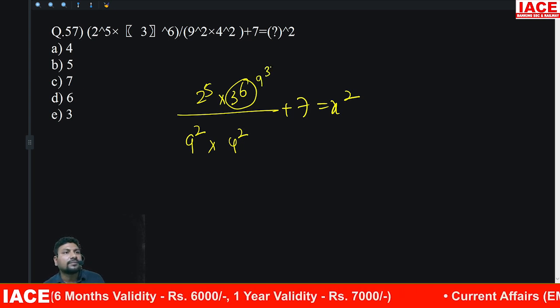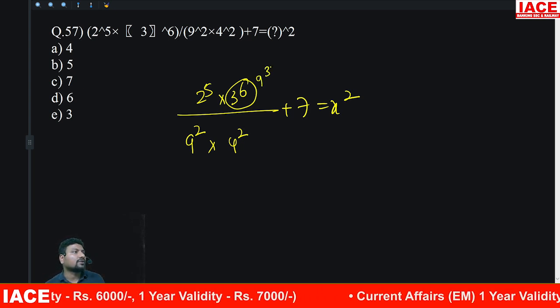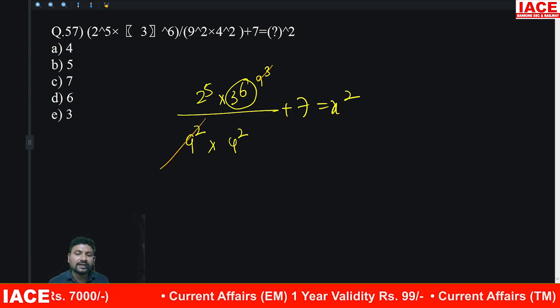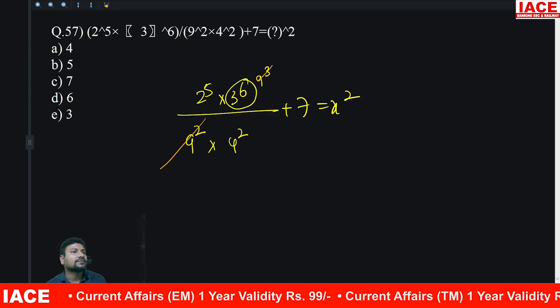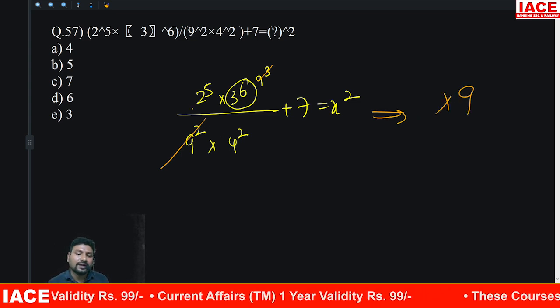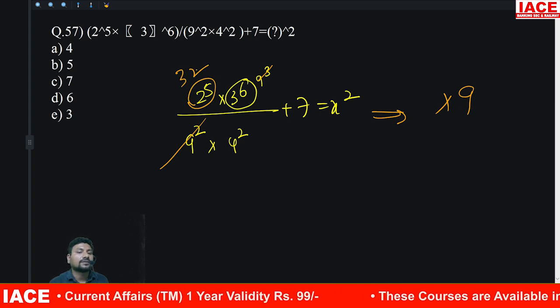9 cube. 3 to the power of square, you can write 9 cube, no? So look, 9 square is cancelled, 9 cube cancel. What is the result? 9. Good. And 2 to the power of 5 equal to 32.